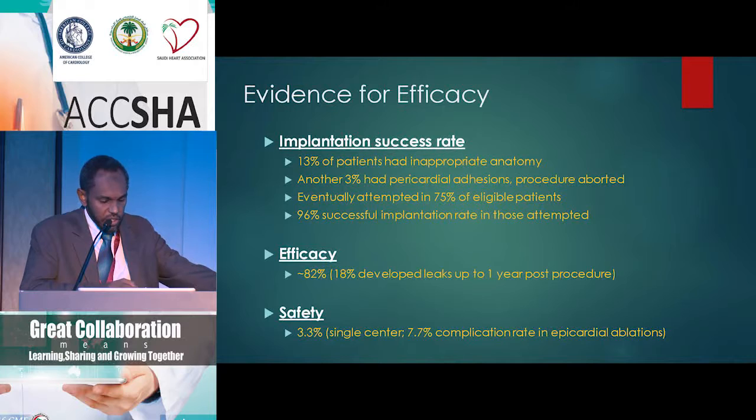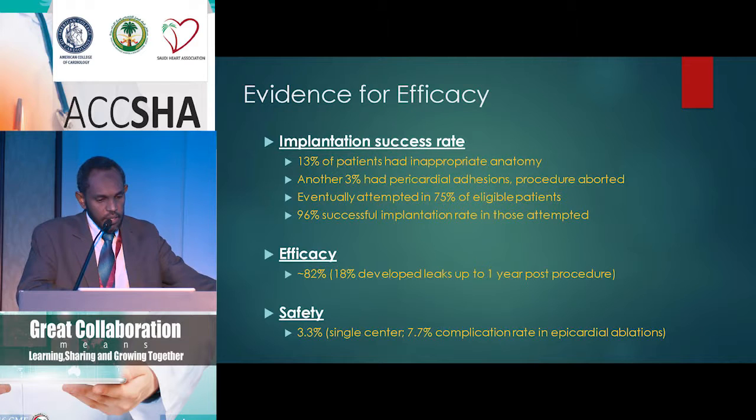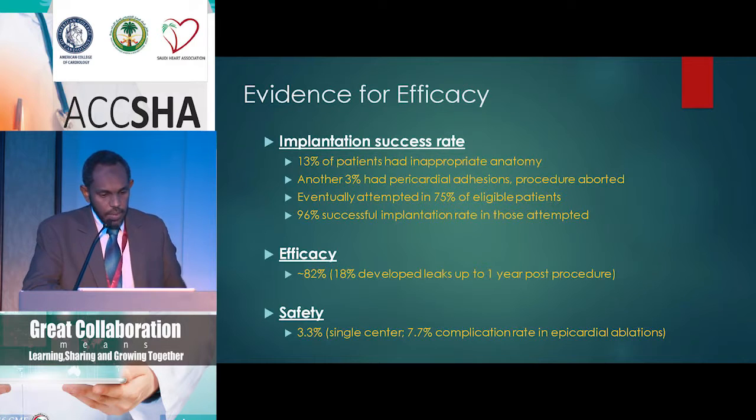Regarding the implantation success rates, of 119 patients that were studied in this one trial, 13% of patients had inappropriate anatomy from the get-go because of the way the left atrial appendage was positioned or its size. Another 3% had pericardial adhesions after the procedure was started, which precluded proceeding with the closure device. So it was eventually attempted in only 75% of eligible patients. Basically there was a 96% successful implantation rate in those that were attempted.